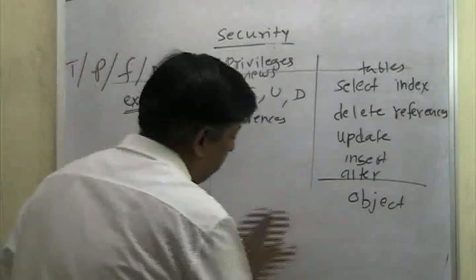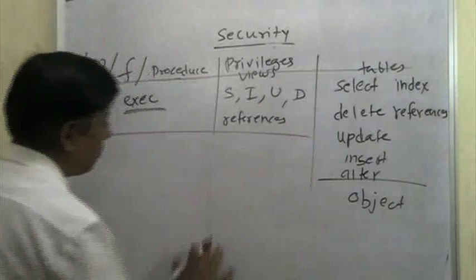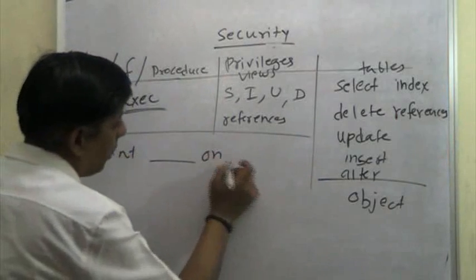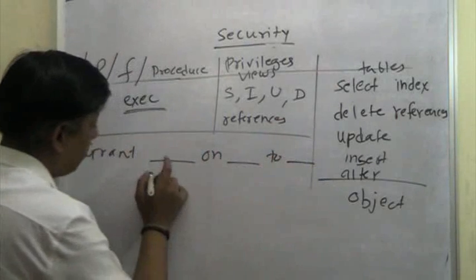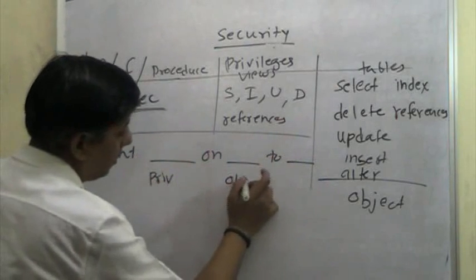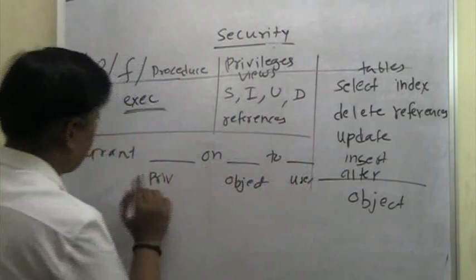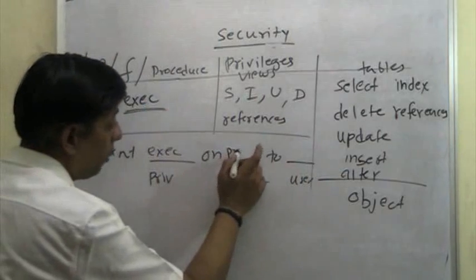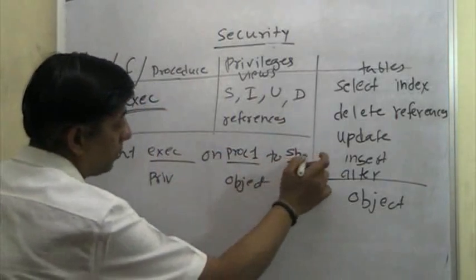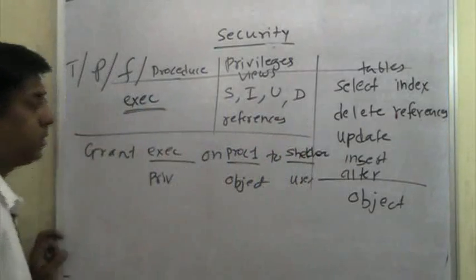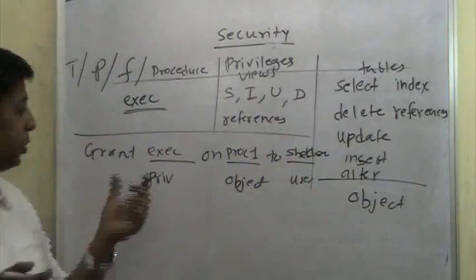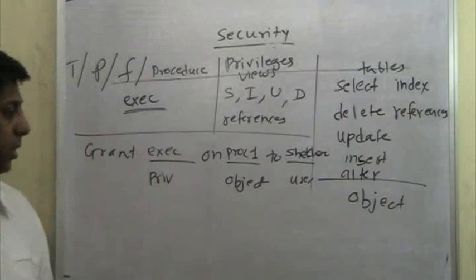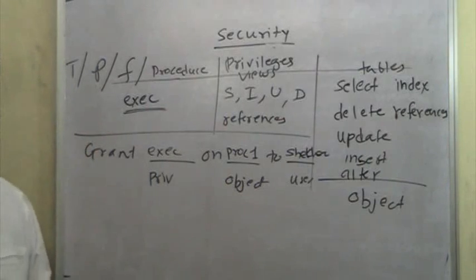Now how is the object level privilege granted? This is the syntax that we also saw yesterday. You say grant a privilege on an object to a user. So this is the privilege, this is the object, and this is the user. So grant execute on a procedure, which is what we had created yesterday, let us say proc1, to a user called Shekhar. This is the syntax for granting a specific object level privilege on a specific object to a specific user.